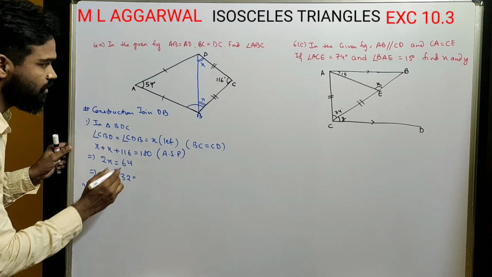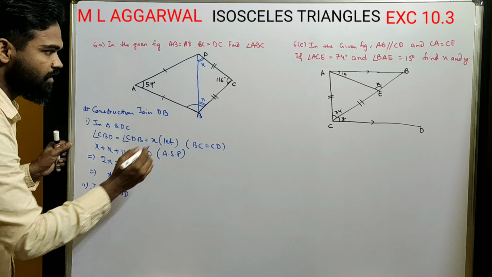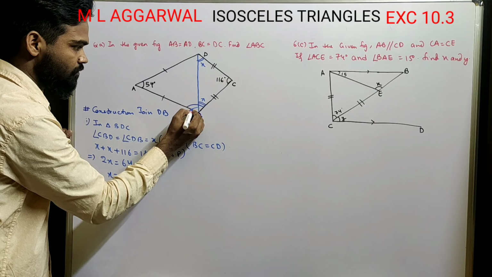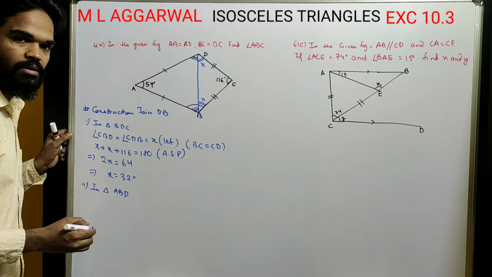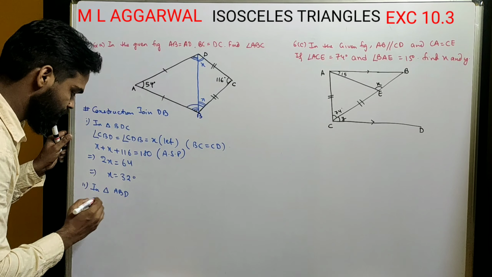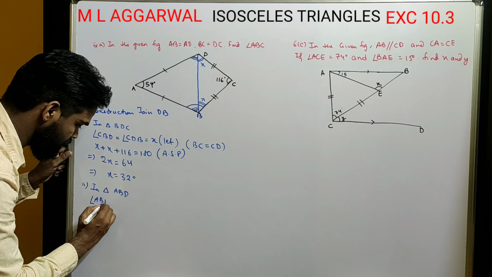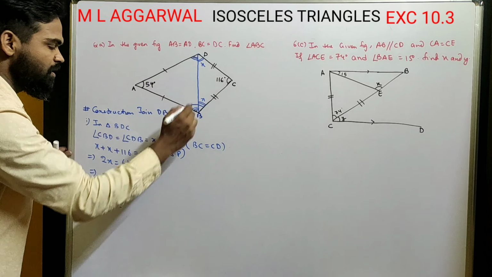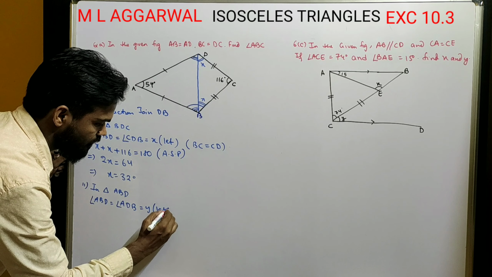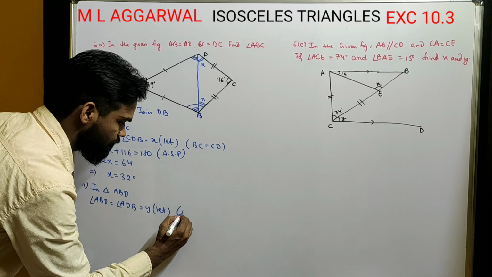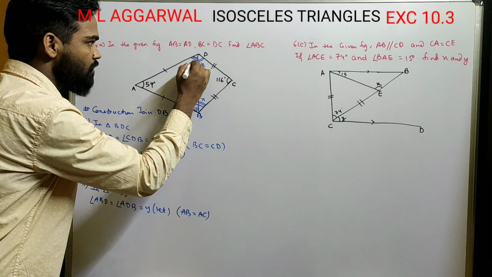Similarly, in triangle ABD, if you look carefully, this angle and this angle will be equal. Why? Because AB is equal to AD. So angle ABD is equal to angle ADB. Suppose this is y. Let. And why they are equal? Because AB is equal to AD. Now I have taken this as y and this is y.